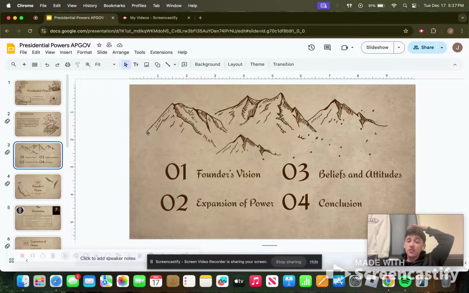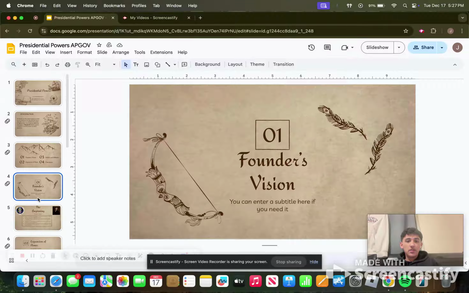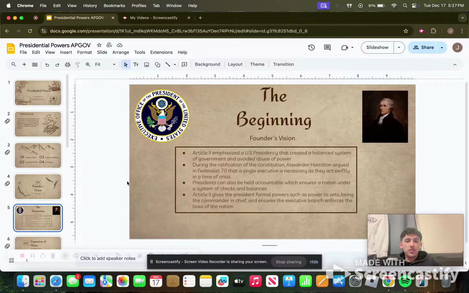So in our presentation, we're going to talk originally about the founders' vision, the beliefs and attitudes, the expansion of power, and finally the conclusion of our presentation. So here we go, the founders' vision.